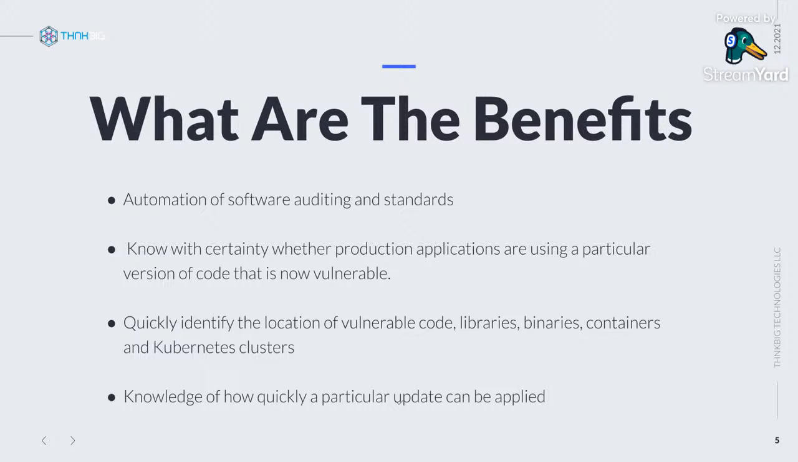And we also have knowledge and insight because of SBOMs of how quickly a particular update can be applied, right? So if we are able to see, hey, this container, this library, this binary is being used in this location, on this repository, in this application, that will now inform us in terms of what that time frame is going to look like. We can speak to it with some degree of certainty as opposed to just saying, well, I'm not sure.